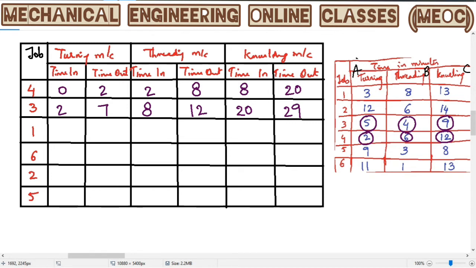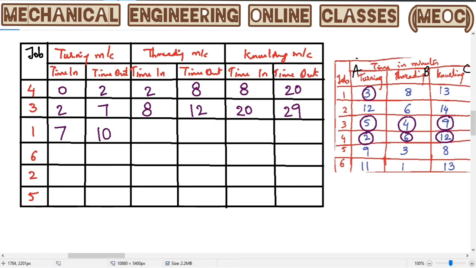Now after the 7th minute the turning machine is free. It has completed job 4 in 2 minutes and by the 7th minute it has completed job 3. Now job 1 is ready to go on to the turning machine here. So the time in of job 1 is 7. How much time does it need on the turning machine? 3 minutes. So it will be 10 here.